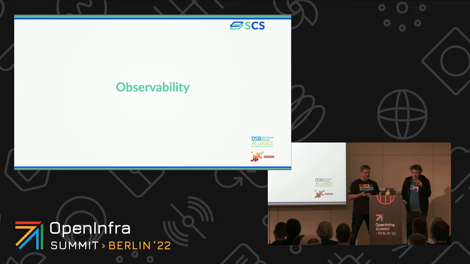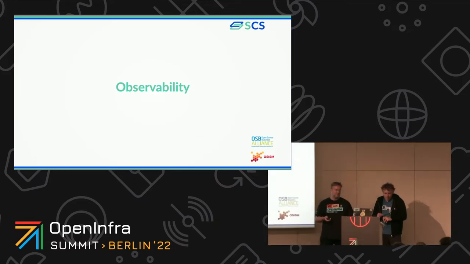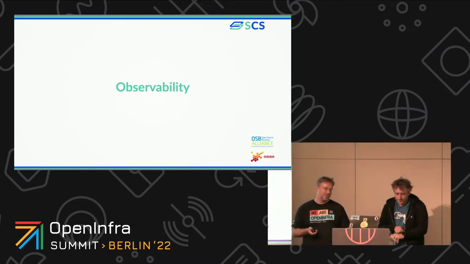Observability is just modern monitoring. Wikipedia says: observability is a measure of how well internal states of a system can be inferred from knowledge of its external outputs.